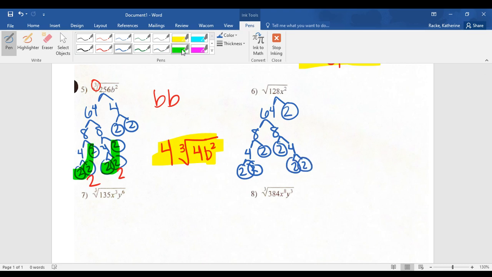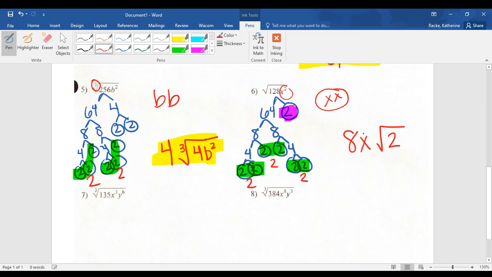Okay, it's a square root, so I'm looking for groups of 2. There's 1. There's another one. And there's another one. And I have this loner left up here. Okay, so I am pulling out 1, 2, 3 groups of 2. So 2 times 2 is 4. 4 times 2 would give me 8 on the outside. Okay, with my square root of 2 left on the inside. I have an x squared here. So how many groups of 2 do I have in x squared? I have 1. So I'm pulling out just 1x, 8x square root of 2. And there's your final answer.